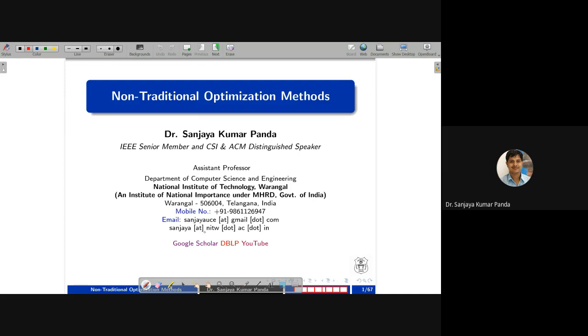As the name suggests, non-traditional does not mean the optimization methods are new. There are a lot of optimization methods in the literature, but if you go to such methods, you will face a lot of difficulties whenever you are dealing with a very complex problem. In order to avoid that, we have various non-traditional optimization methods.